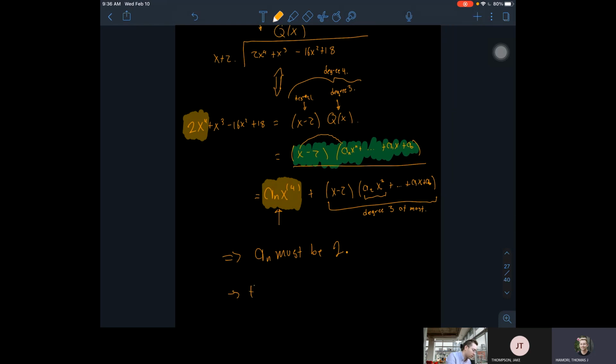Therefore, the first term of q of x must be 2x cubed.